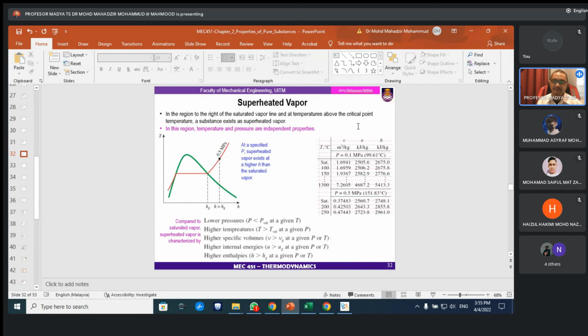This is for superheated vapor. Before this we just concentrated on saturated liquid and also saturated vapor. In terms of the saturated liquid line and saturated vapor line, below that curve is called the mixture region.